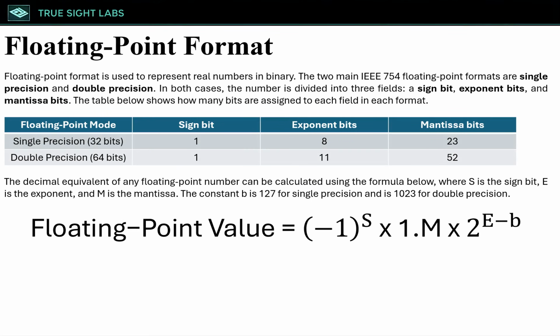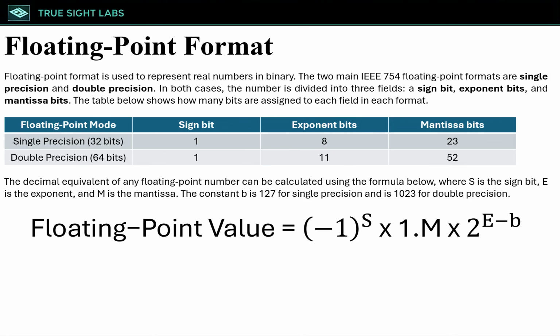So, what is floating point format? Well, floating point format is used to represent real numbers in binary. The two main IEEE 754 floating point formats are single precision and double precision. In both cases, the number is divided into three fields: a sign bit, exponent bits, and mantissa bits. The table below shows how many bits are assigned to each field in each format.